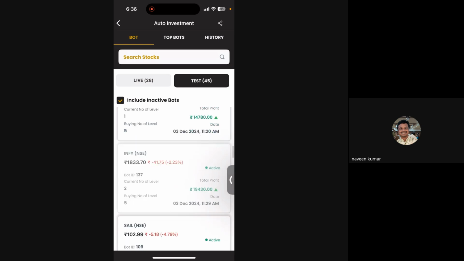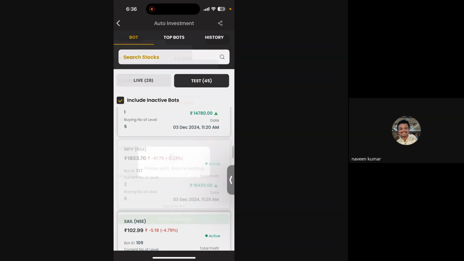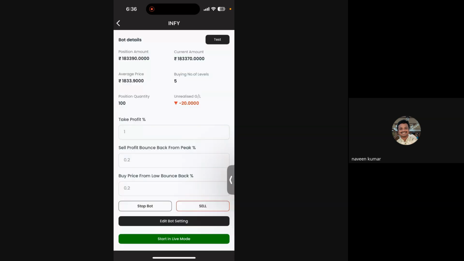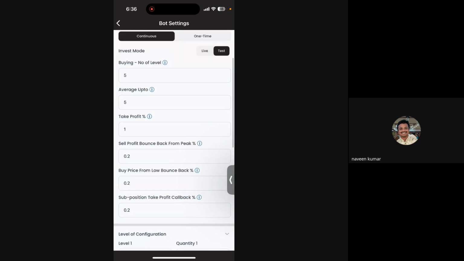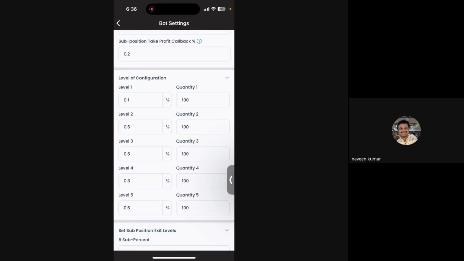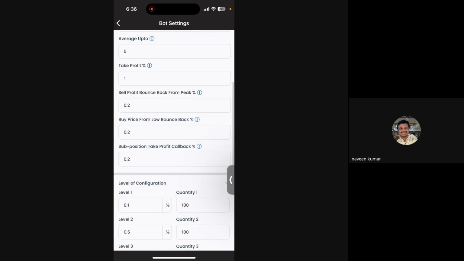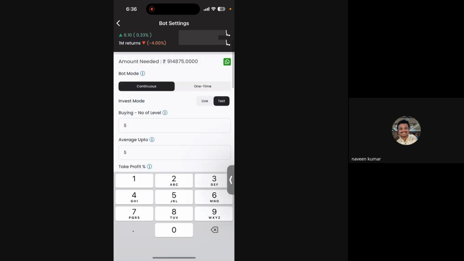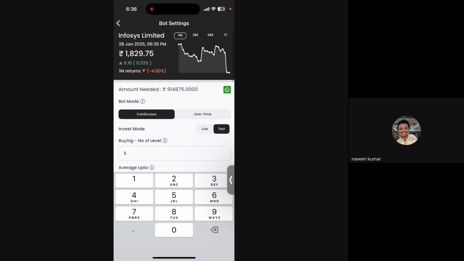Selling bounce back or in fee, you can just see here it never missed an opportunity. You can just see here edit bot setting: 5 levels of buying, 100 for every 0.5% down, and take profit is 1%. So the amount deployed is around 9 lakh 14,000.